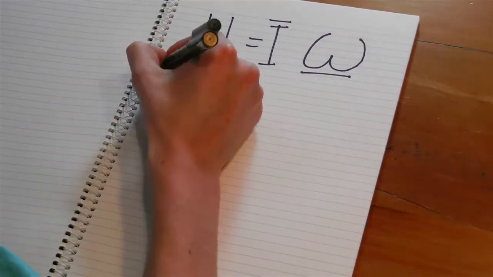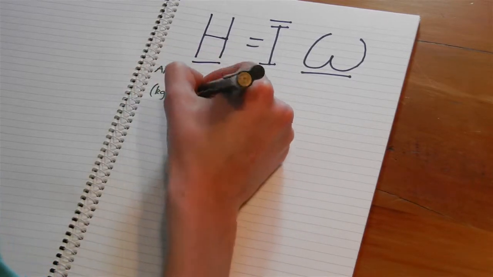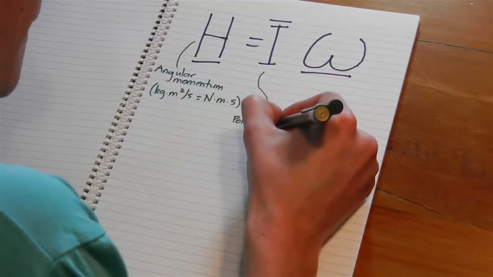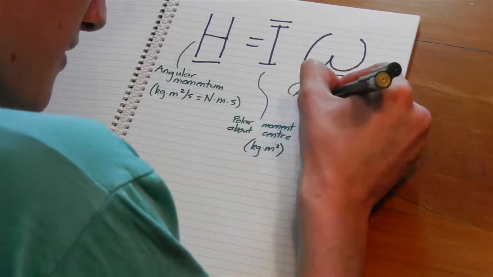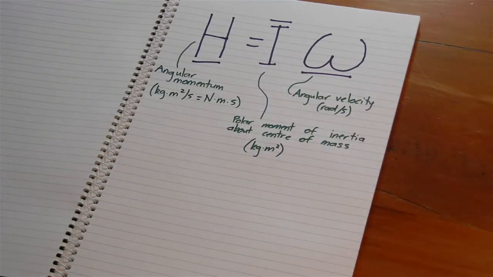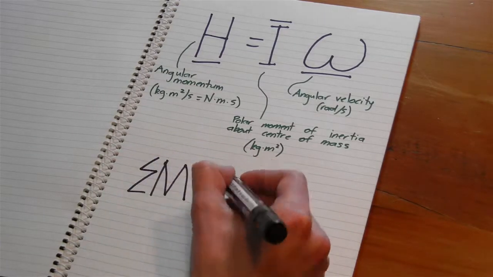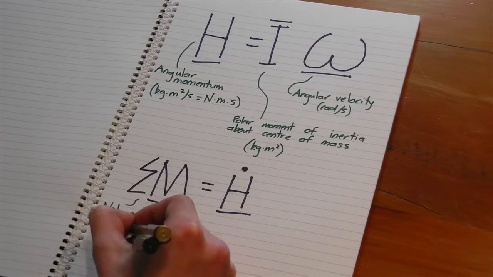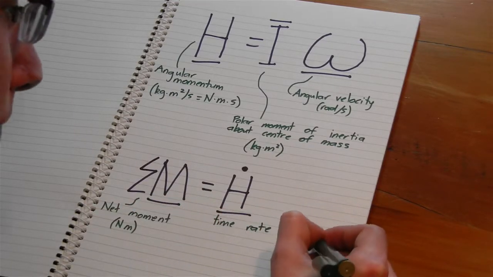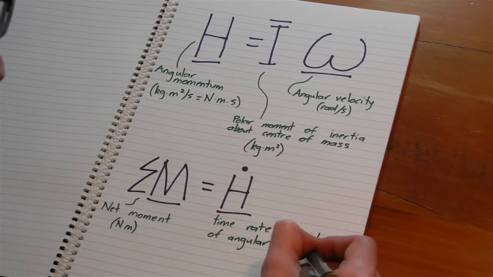The angular momentum of an object spinning about an axis through its center of mass is equal to the polar moment of inertia of the mass about that axis times the angular velocity of the mass. The angular momentum can be changed in direction or magnitude by applying a moment to the mass. The time rate of change of the angular momentum is equal to the net moment applied to the mass.